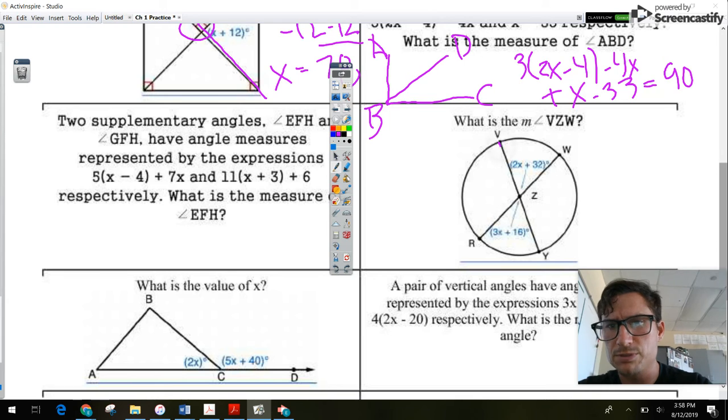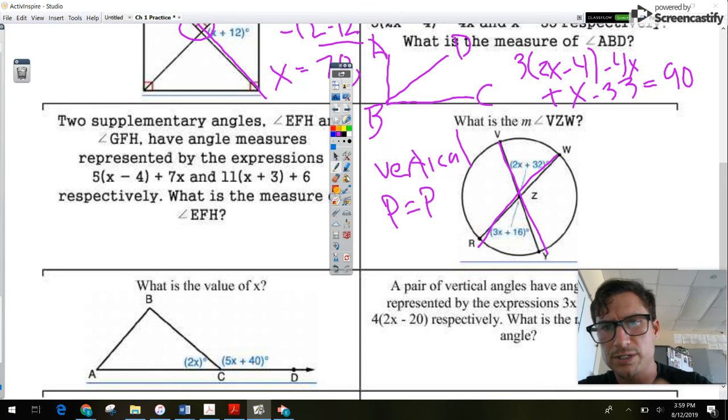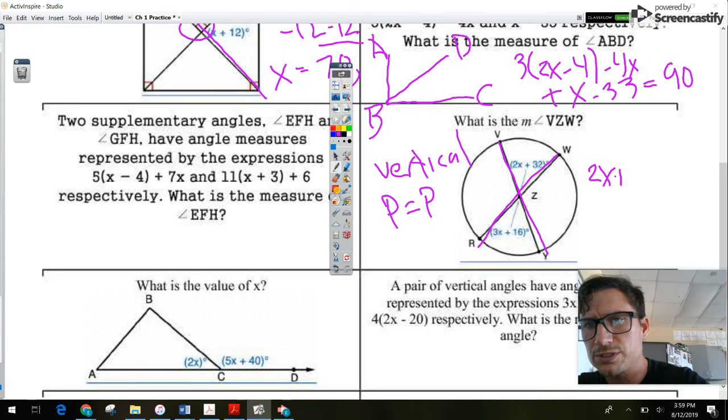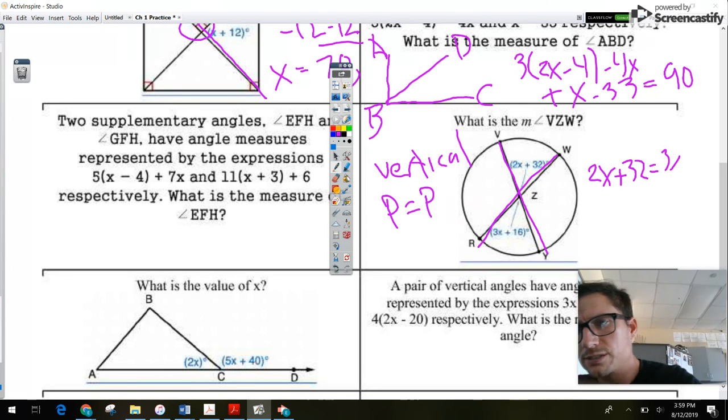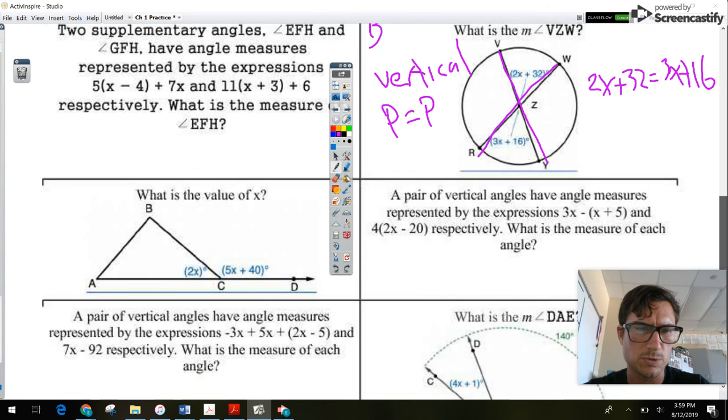This is a good example. So this is the crisscross, and those are vertical angles. And they're congruent to each other. That's P equals P. So you just take the two expressions, 2x plus 32, set them equal to each other, 3x plus 16. And just solve your algebra 1 there.